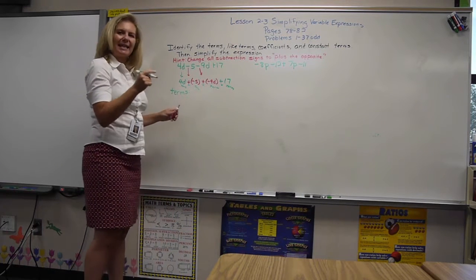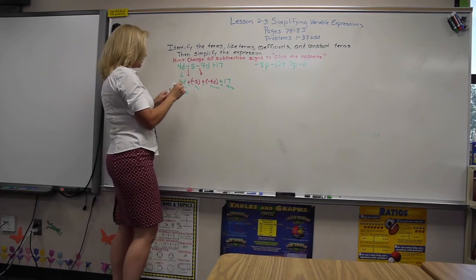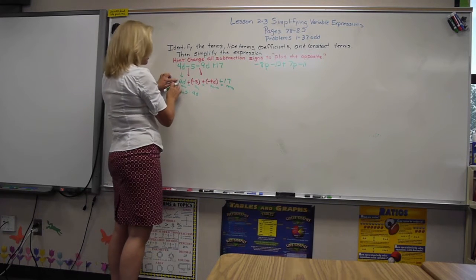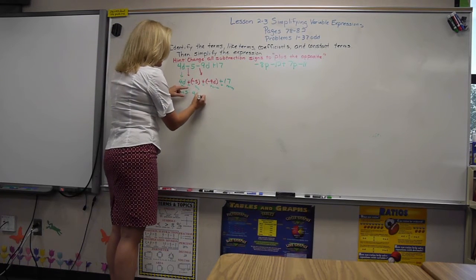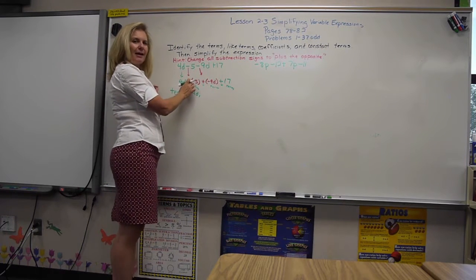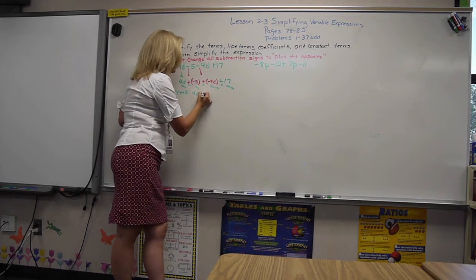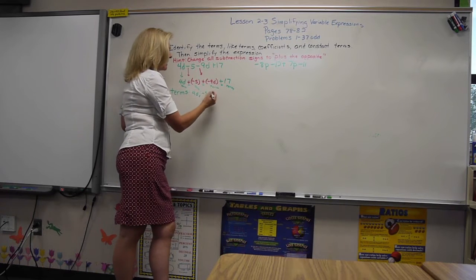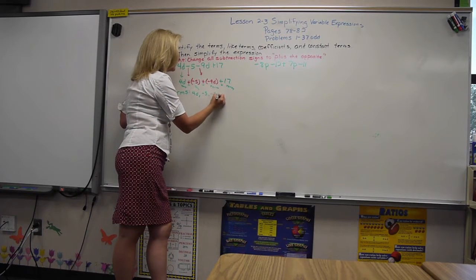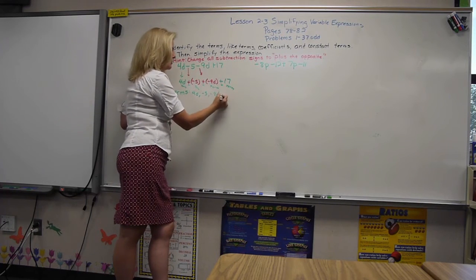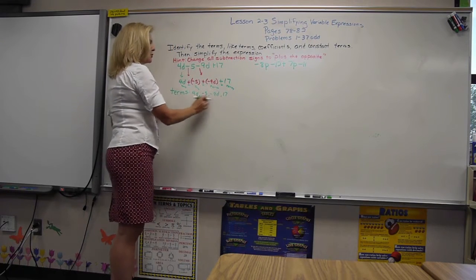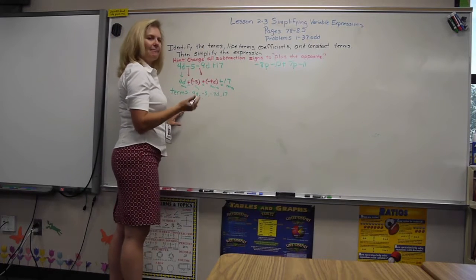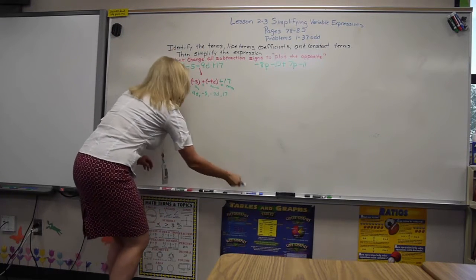So when I go to identify my terms, I'm going to go in the order that they were given. So 4D is a term and it's positive. But now I can see that my negative 5 is a term, but that's not a positive 5, it's a negative 5. I can see that my next term is negative 9D, and my final term is 17. So those would be all the terms. Then they say identify the like terms.